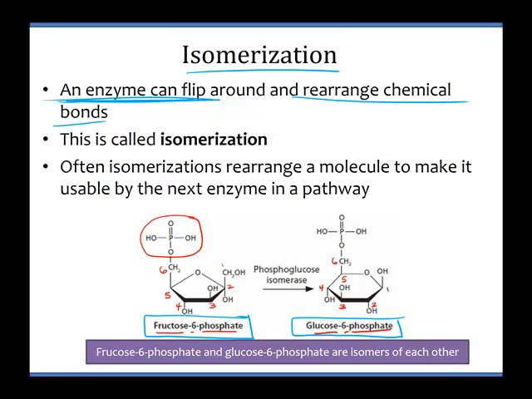Alright, so isomerization reactions kind of seem sort of useless. A lot of times we're just rearranging a molecule to make it usable by the next enzyme in a metabolic pathway. And we'll see a couple examples of this later on. By the way, the name of these enzymes, if you look at them, isomerase. It's right in the name, isn't it? Isomerase.